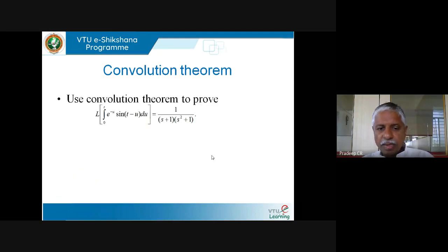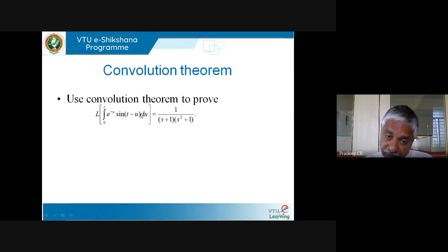So here it is. It says use convolution theorem to prove Laplace of integral of e power minus u into sine of t minus u du between 0 to t is 1 by (s plus 1) into (s square plus 1). You see, if you try to do this from first principles, it's quite a horrible problem. Firstly, you have to integrate some horrible function, e power minus u into sine of t minus u du. That integration itself is quite scary.